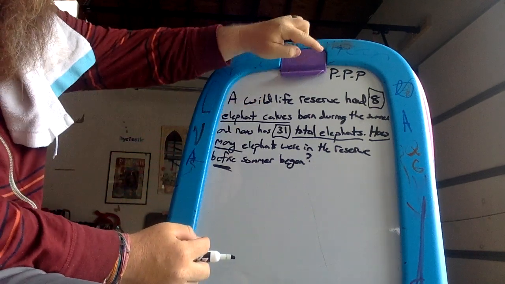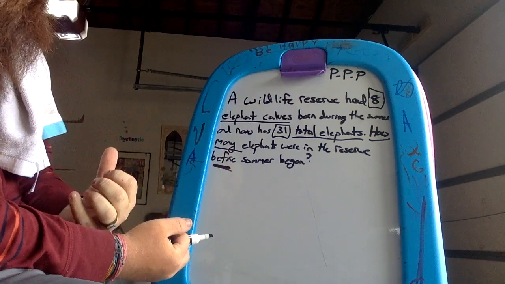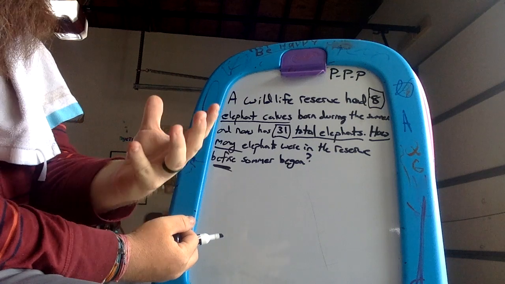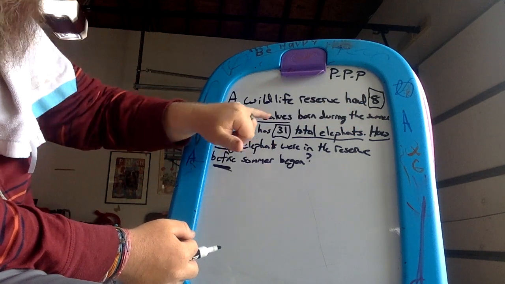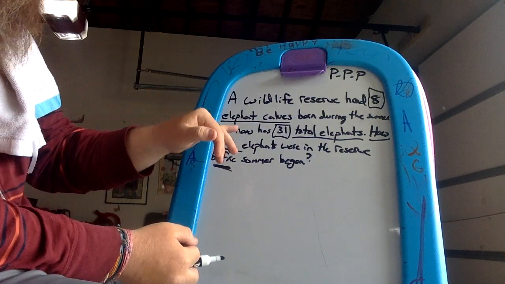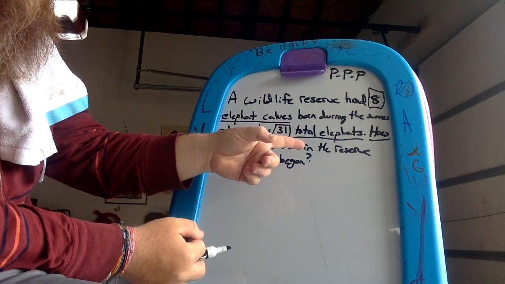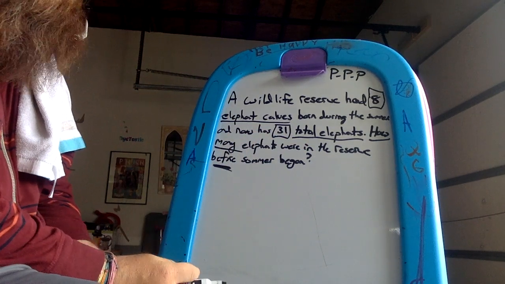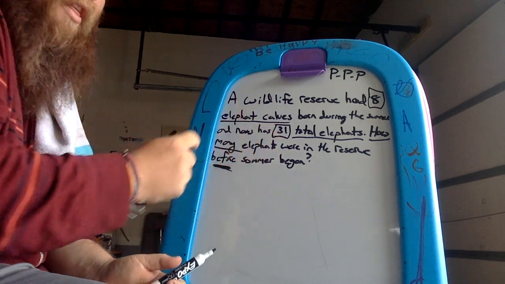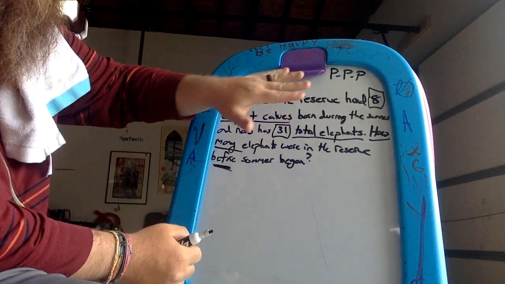You got to read into it. That's why, again, I make sure you guys go back to the problem probing protocol, to take out the key information. What is really jumping out to you that makes sense? We have the 8 elephant calves that were born during the summer and now has 31 total elephants. How many elephants were in the reserve before the summer began? So we need to find the number that was below the 31. You can see I put a cube around the number. So that's what I need to focus on.